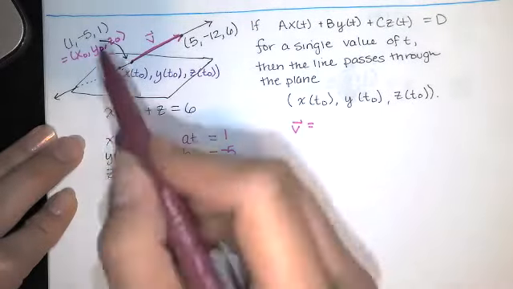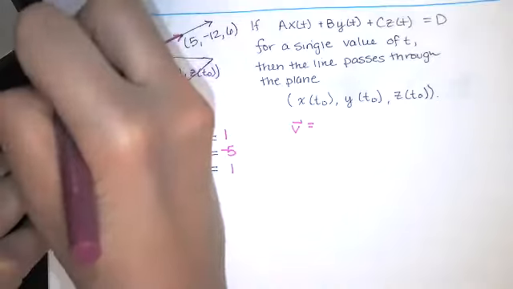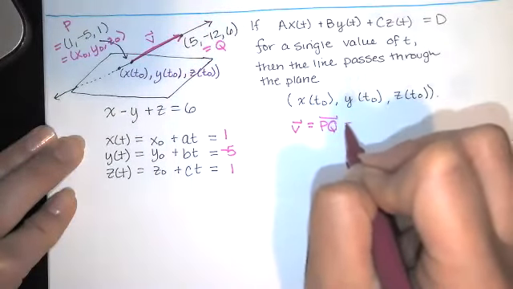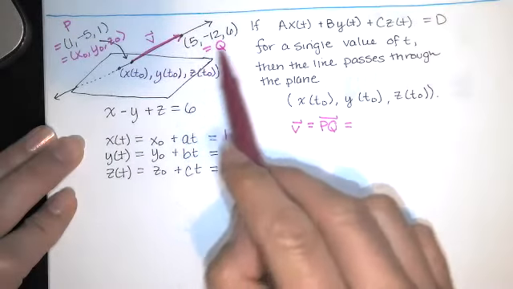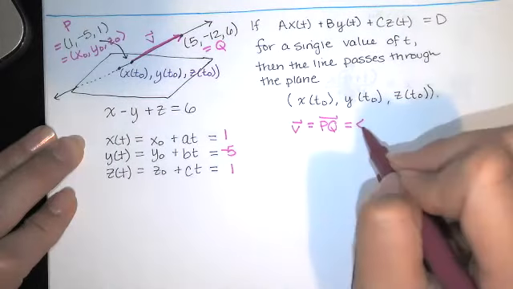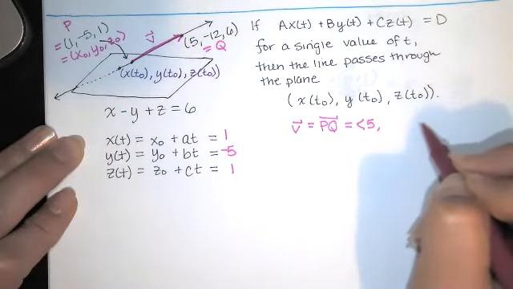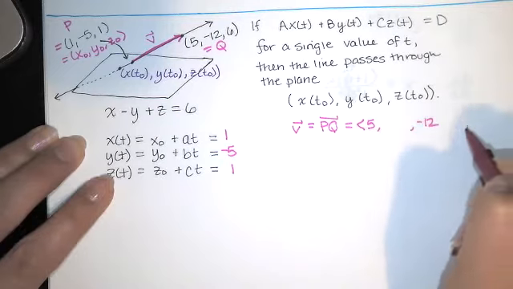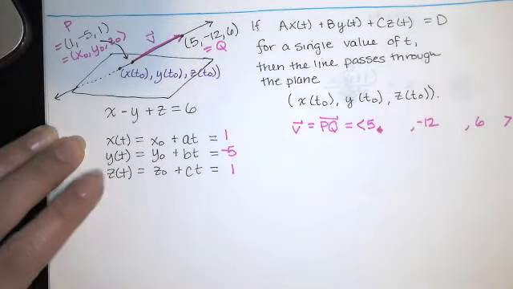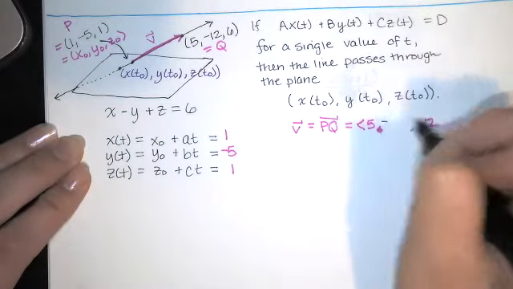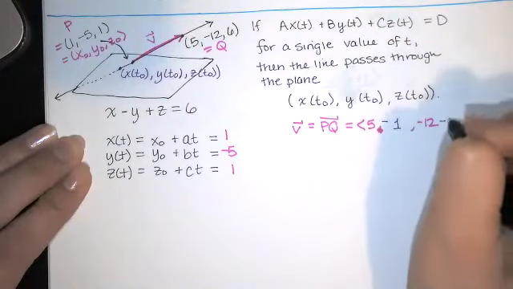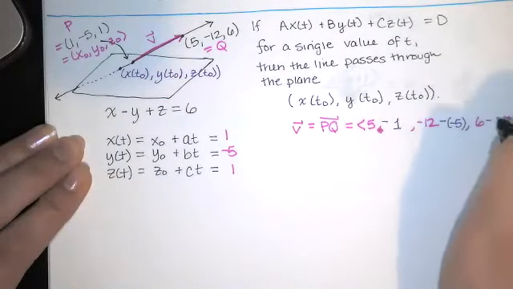So the vector from this point, which I'll call P, to this point, which I'll call Q, can be found by taking the coordinates of Q and subtracting the coordinates of P. So we start with 5, -12, and 6. And now I'm subtracting the coordinates of P. So we want to subtract 1, subtract -5, and subtract 1 again.